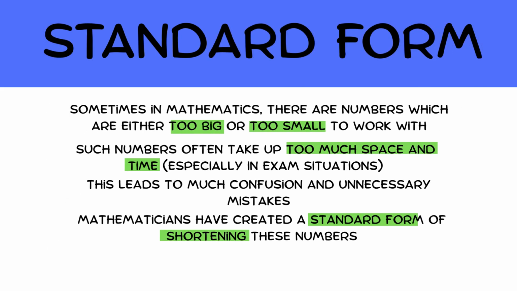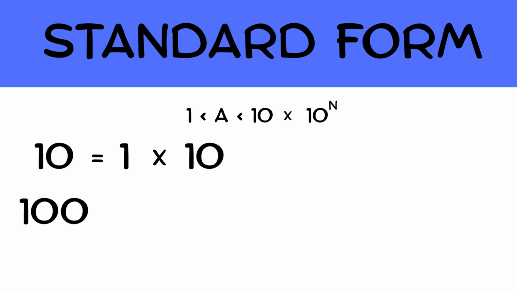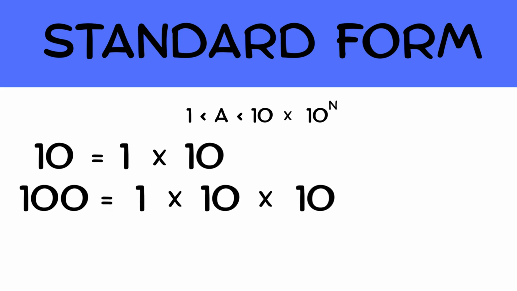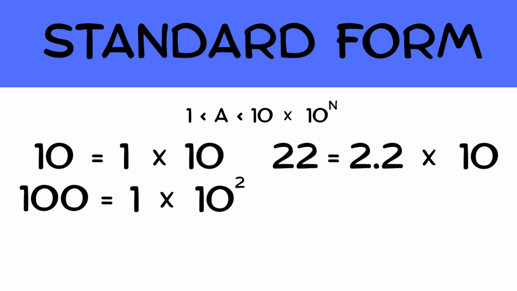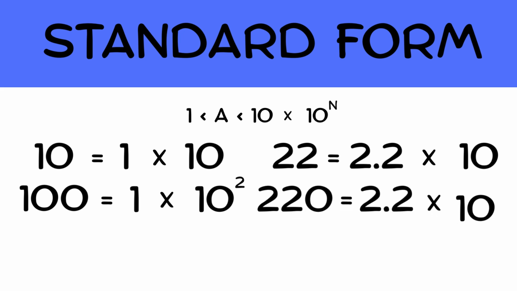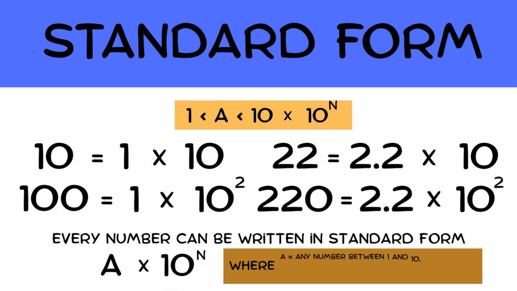In standard form, numbers are written between 1 and 10 multiplied by a power of 10. For example, the number 10 is simply just 1 times 10. The number 100 is 1 times 10 times 10, which is 1 times 10 squared. The number 22, using that same logic, is 2.2 times 10, and 220 is 2.2 times 10 squared. This shows us that every number can be written in the form a multiplied by 10 to the power of n, where a is any number between 1 and 10, and n is any integer.